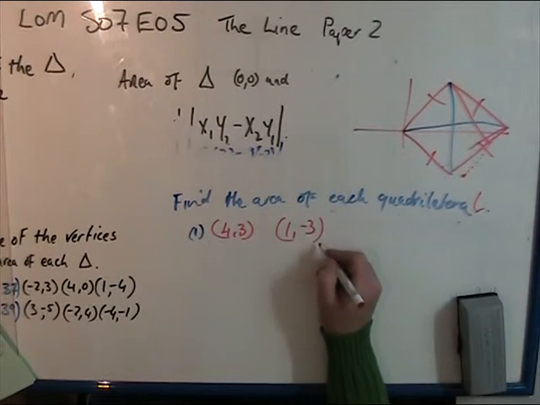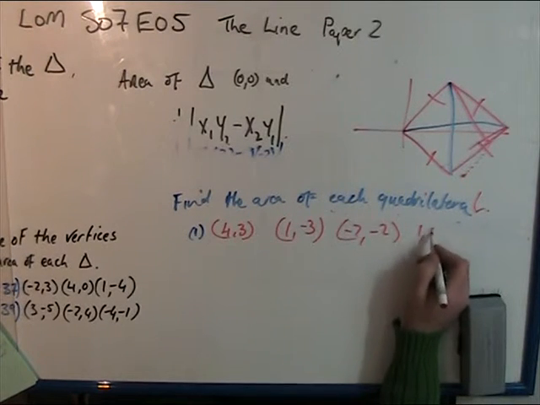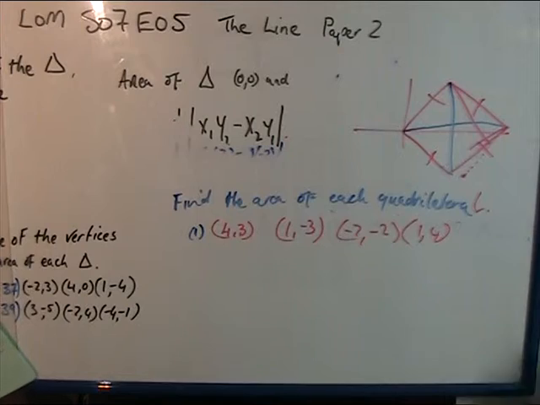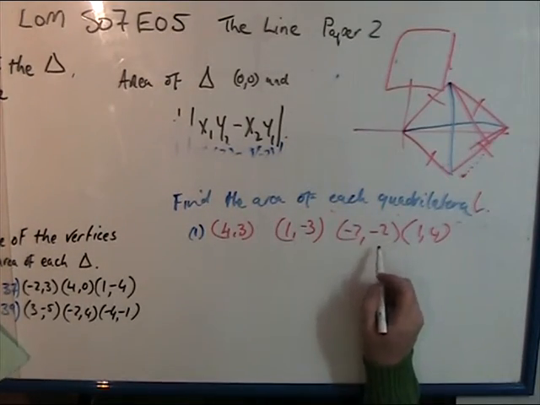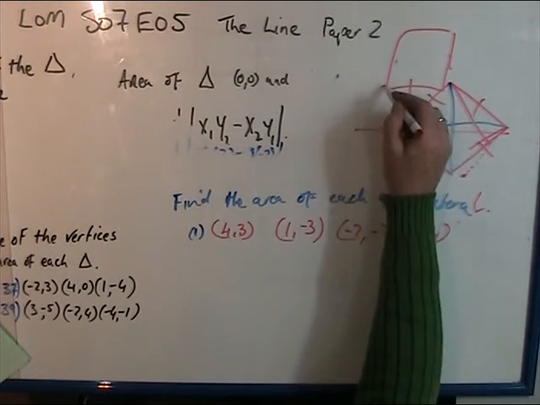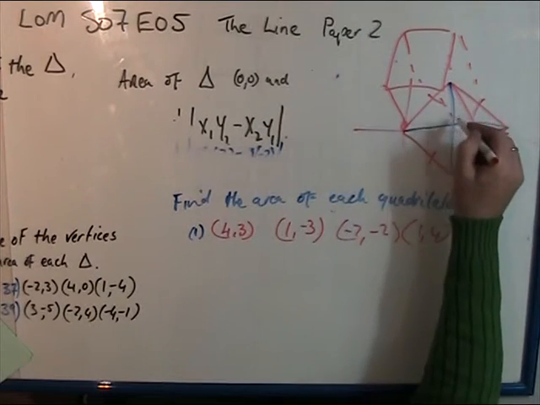1, minus 3, minus 2, and 1, 4. Now, say that's out there somewhere, and there's a couple of minuses in there. So I want to bring this to 0, 0, and they all follow suit.